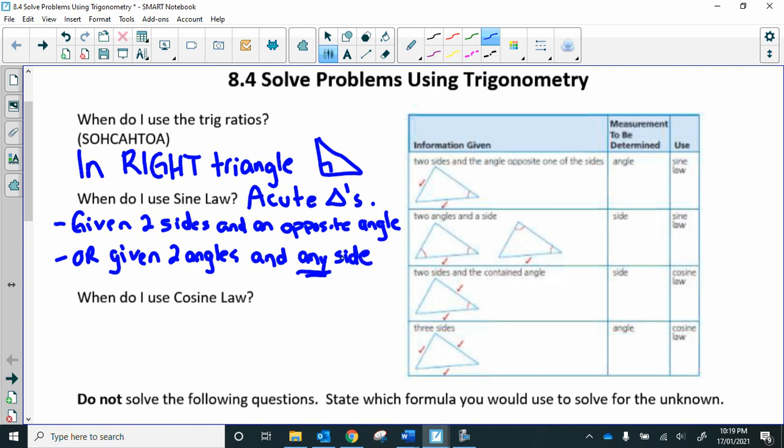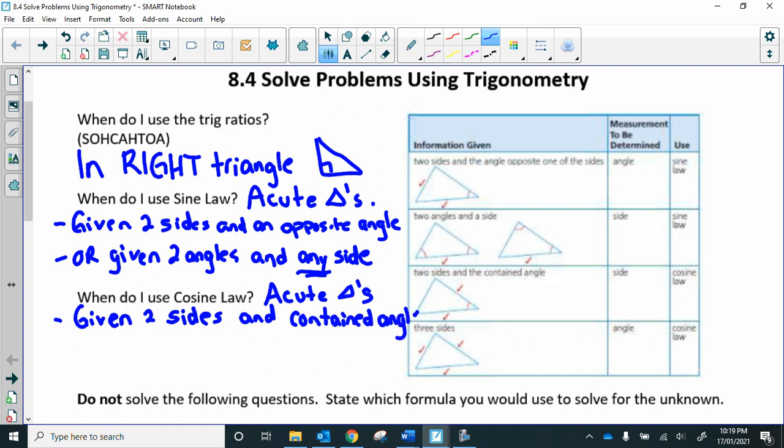When do you use cosine law? Again, in acute triangles. So when all the angles are less than 90, and you're either given two of the sides and the contained angle, so that would be the angle in between the two sides. So two sides and contained angle, or all three sides.